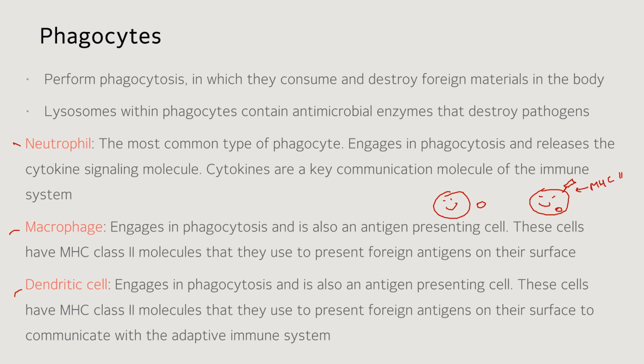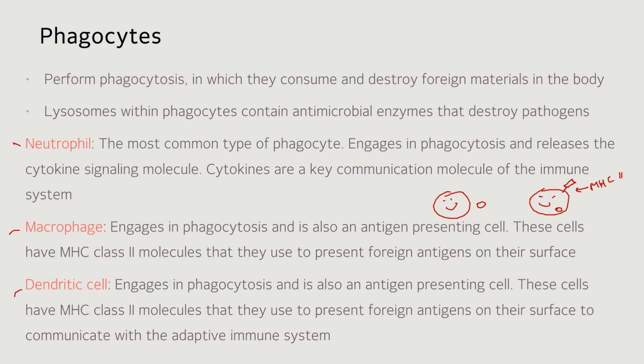So that's what MHC class 2 is for. It's to present antigens on the surface. And why is that important? Well, if they're going to present the antigen on their surface, that means that other immune cells can come over and they can recognize that antigen and they know that there's something foreign in the area. So macrophages really take one for the team and they present those antigens for us so other immune cells can see that something is wrong.